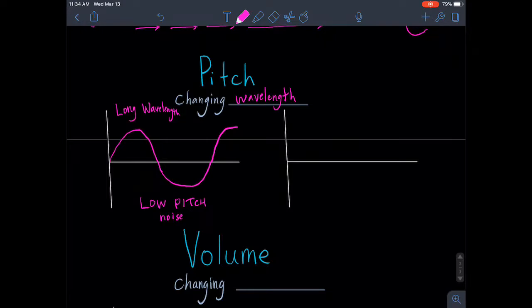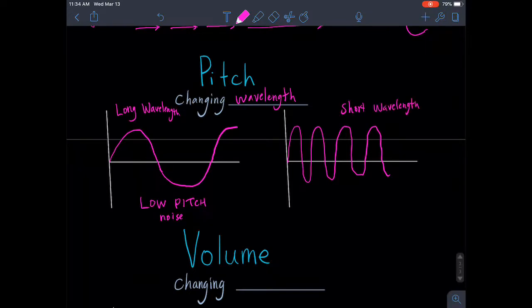And if I change the wavelength to being much smaller, the frequency here is a lot, because there's a lot of waves happening in this period of time compared to the one on the left. But this wavelength is much shorter, so let's say that this is a short wavelength, and a short wavelength is going to make a high pitch noise. That was tough, but got it out.